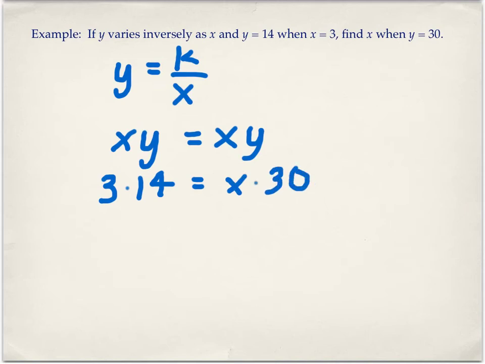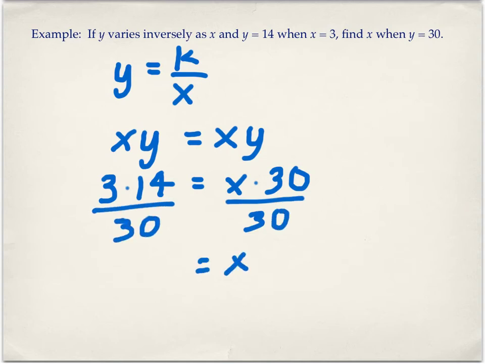So basically we're going to divide both sides by 30, and that's going to be my x value. So 3 times 14, I believe, is 42, and 42 divided by 30 as a decimal is going to be 1.4. So remember, if you have that inverse variation, you cannot use proportions. You have to do a little different strategy.